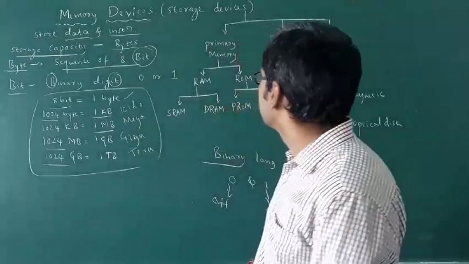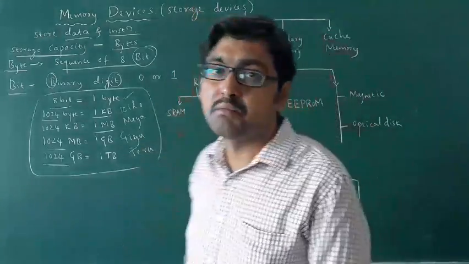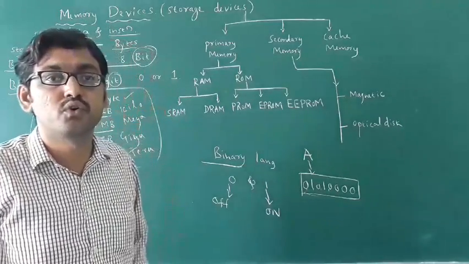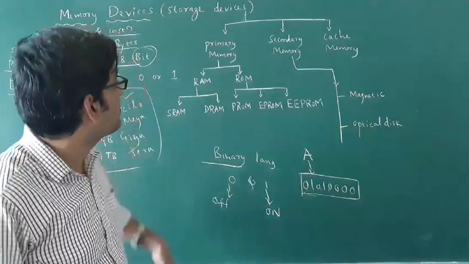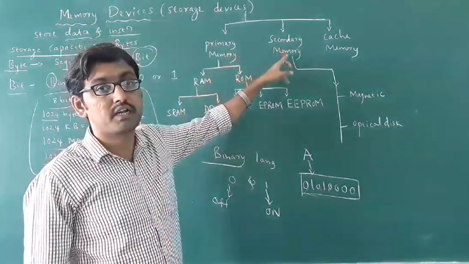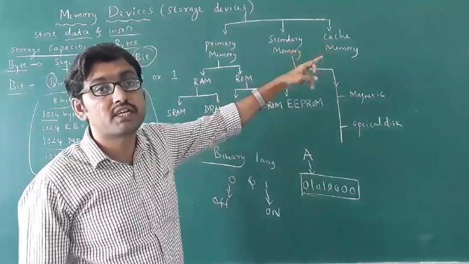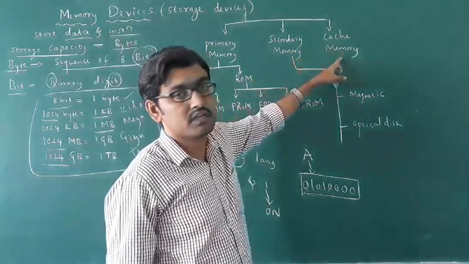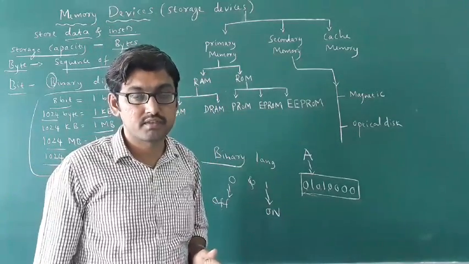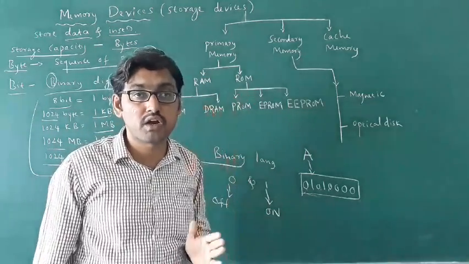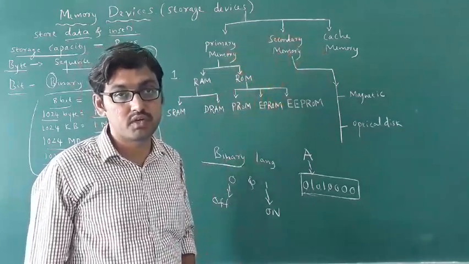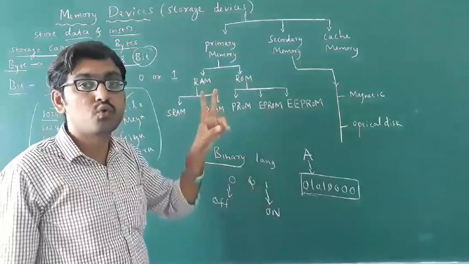Okay, then the next one is, the memory devices can be classified into 3 types. So let's see one by one, you want to study it. The first one is primary memory, secondary memory, then cache memory. Okay, there are 3 types of memory devices. Then in primary memory there are 2 types.